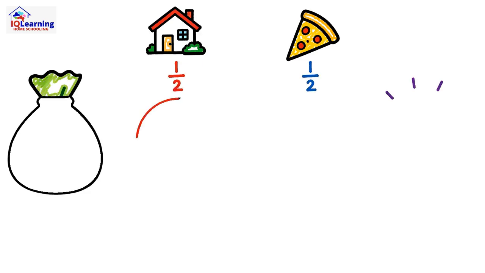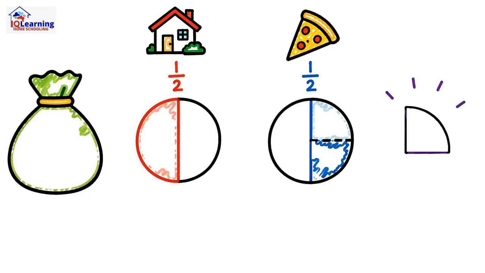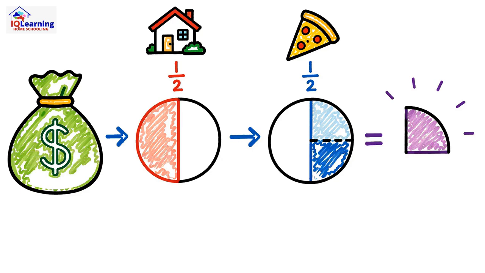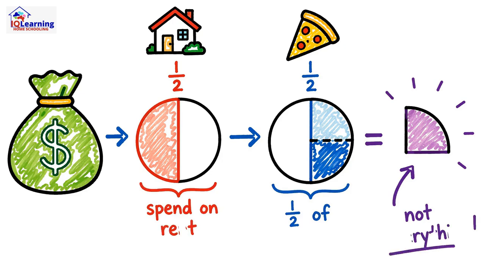Imagine a problem says someone spends half their money on rent, then half of what's left on food. It's tempting to think half plus half is everything, but it's not. The second half is a fraction of a new, smaller amount, the remainder. Always ask yourself, is this fraction of the original total or of what's left?